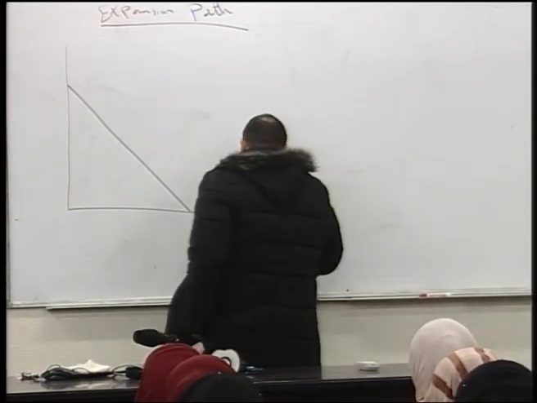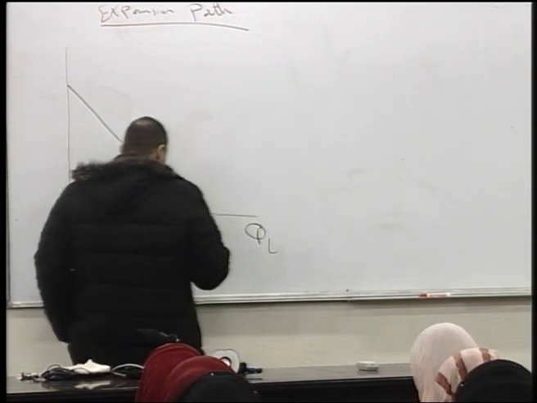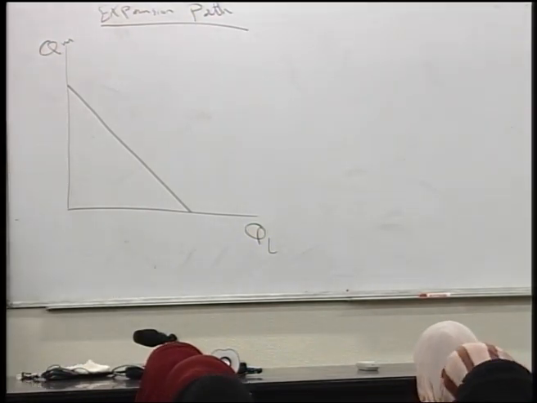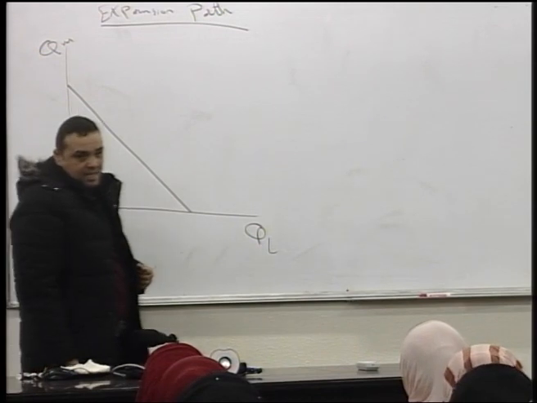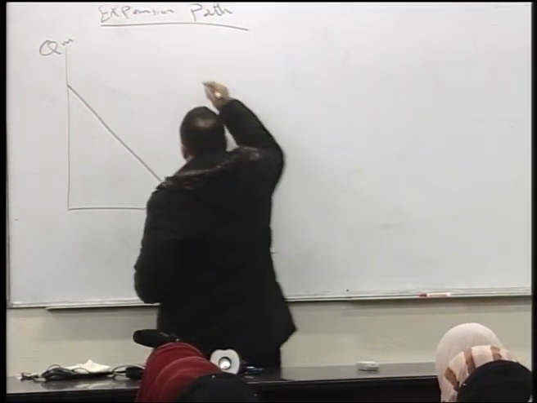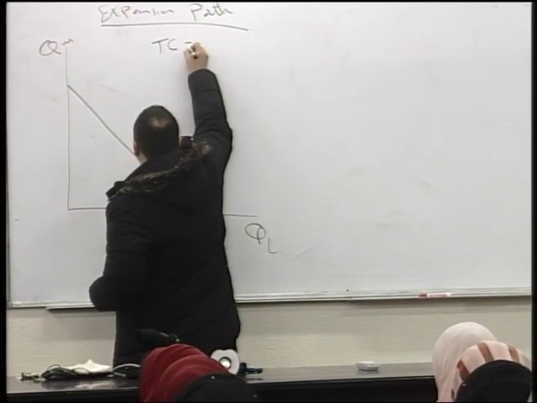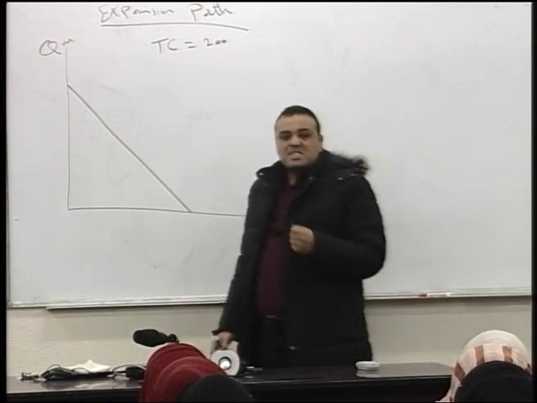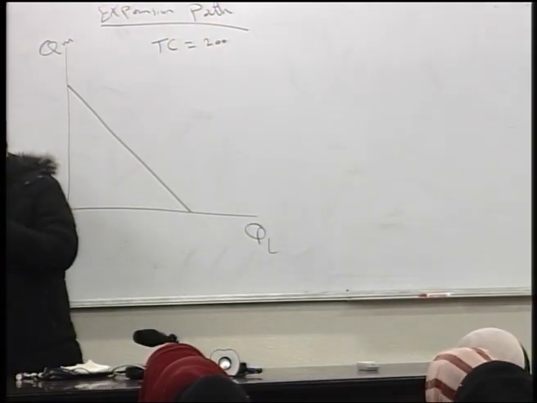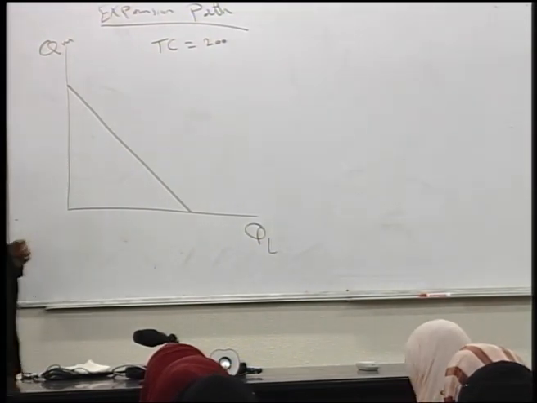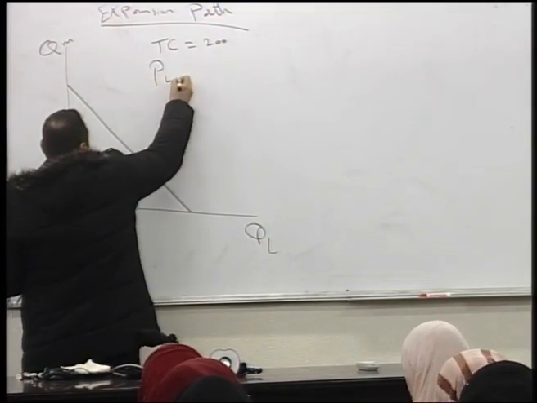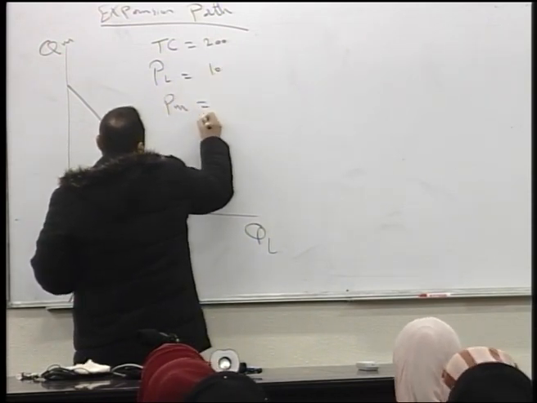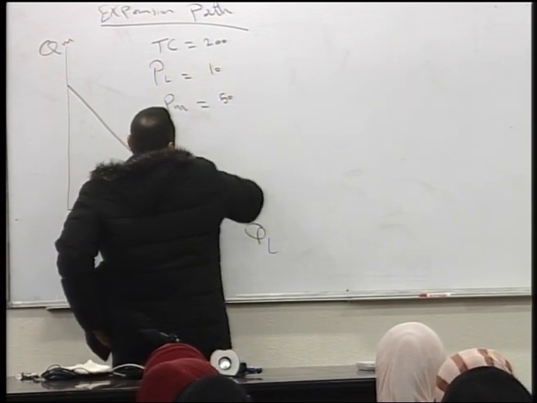Here we have the quantity of labor, the number of workers, and the quantity of machines. Let us assume that the company spends a total cost of $200, available to be spent on two factors of production: labor and machines. The price of L, the price of workers, equals $10, and the price of machines equals $50.